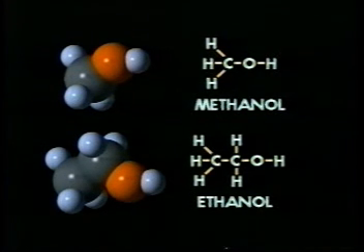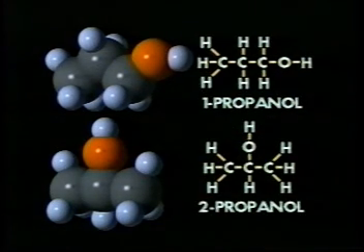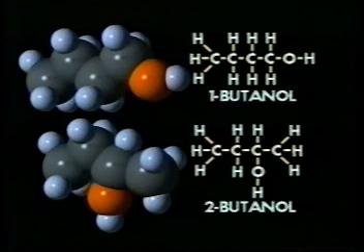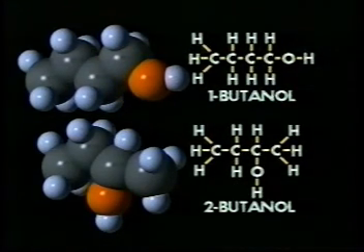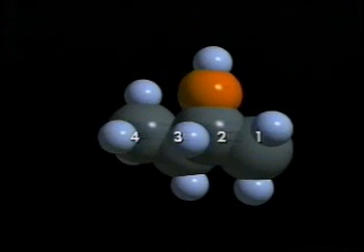So with one carbon, it is methanol. 2, ethanol. 3 carbons, propanol, and 4 carbons, butanol. Once again, there are isomers. There is 1-propanol and 2-propanol. Or 1-butanol, which we saw before, and 2-butanol. There is actually no 3-butanol, because it is just 2-butanol looked at from the other end of the chain.